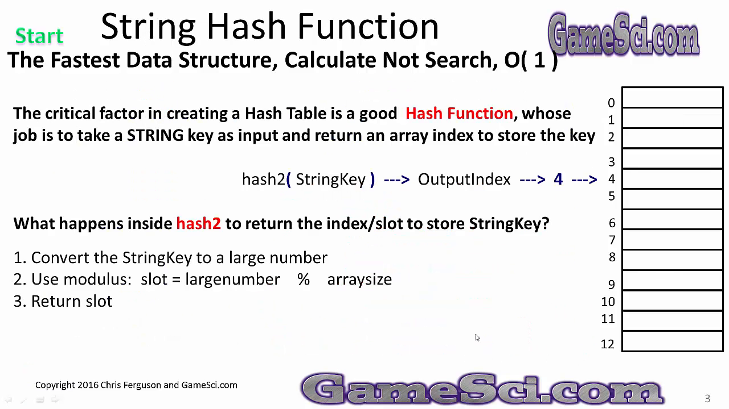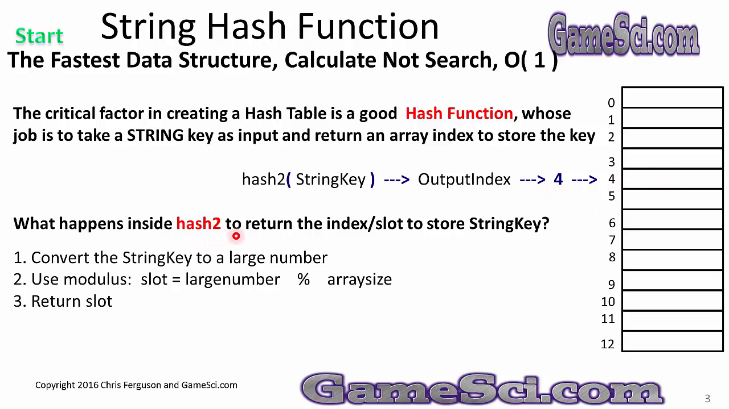String hash functions. What if we want to store our data using a string as the key in the hash function? A critical factor in creating a hash table is a good hash function whose job is to take a string key as input and return an array index to store the key. We'll build a new hash function, hash2. We'll pass it a string as a key. Once again, it'll output an index, let's say position 4, and that's where we want to store the string key.